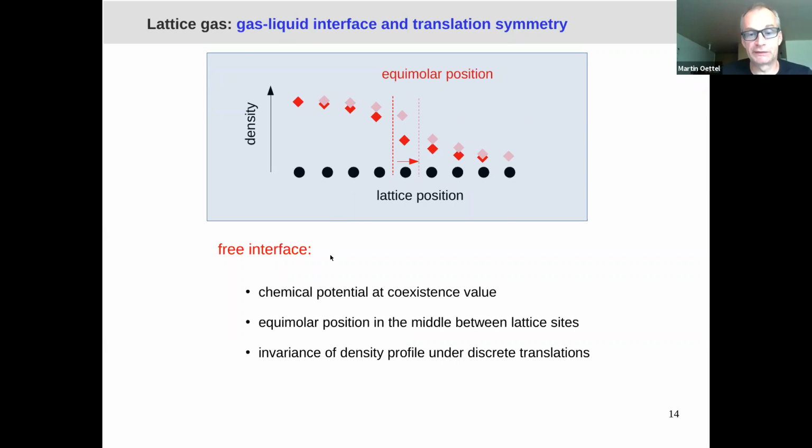And for this free interface, we know the standard properties: the chemical potential is at the coexistence value between these 2 phases. The equimolar position is actually in the middle between these 2 lattice sites. The equimolar position is defined such that you have no net adsorption at the interface. So the amount by which the density goes down from the liquid is the same as the amount by which it goes up when coming from the gas side. So this is the meaning of the equimolar position. And we have this noted invariance.